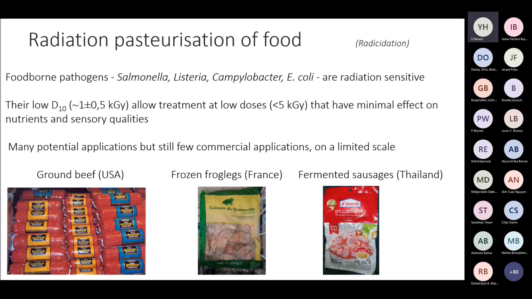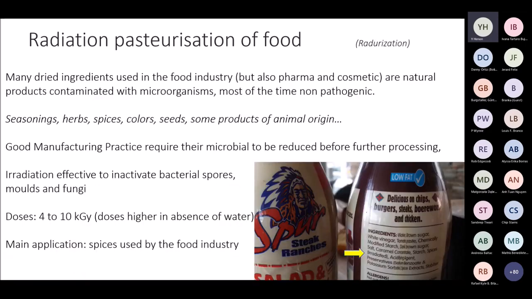Irradiated ground beef is sold in the United States, where there was a scare after outbreaks of E. coli. In France and Belgium and Netherlands, you can find frozen frog legs in supermarkets that were irradiated. And in the 7-Eleven stores in Thailand, you will find fermented sausages that have been irradiated because they can cause very serious food poisoning if they are not irradiated.